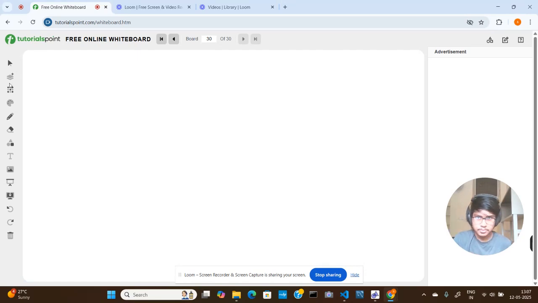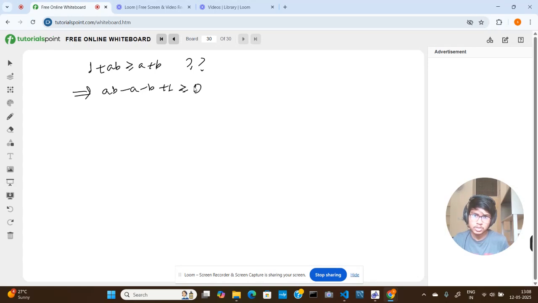So when does 1 plus ab greater than or equal to a plus b hold true? This will hold true when ab minus a minus b plus 1 is greater than or equal to 0. This will hold true when (a minus 1) times (b minus 1) is greater than or equal to 0. And as a and b are positive integers, this will hold true when both of them are greater than or equal to 1.